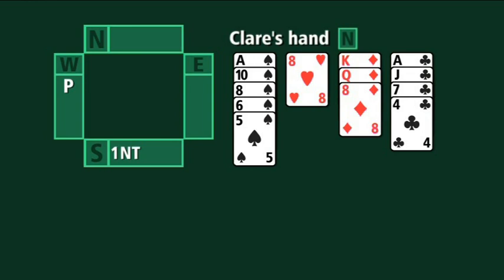So Claire's bid here is to jump to 3 spades. Now by jumping, she's showing a game-going hand, so partner is not going to pass.